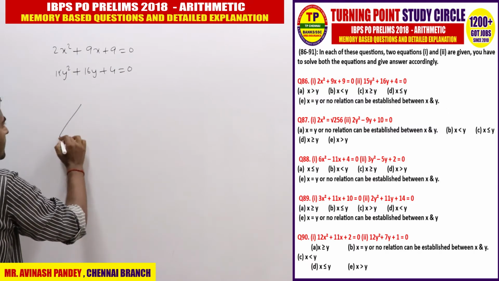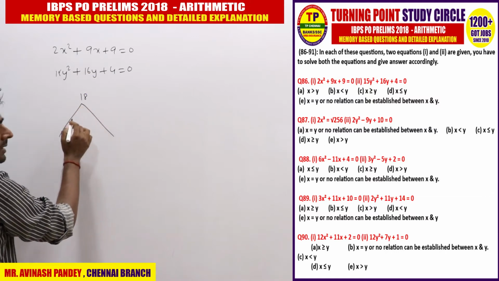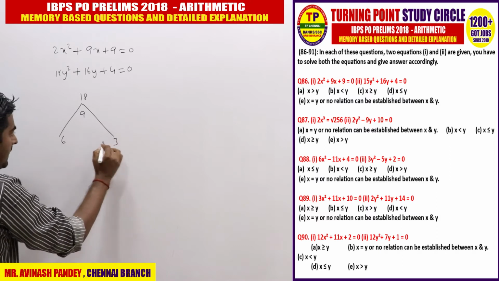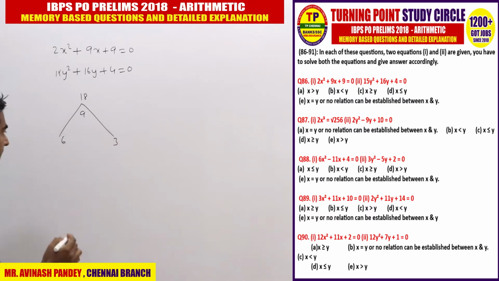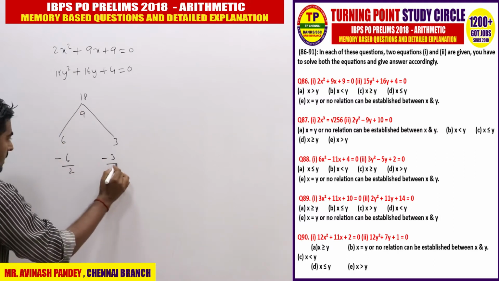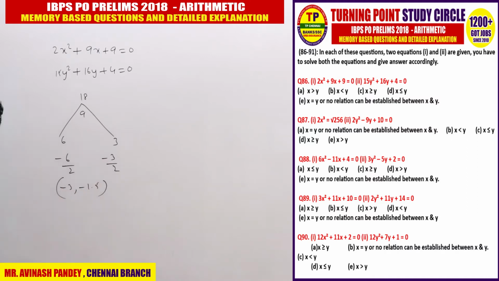So when you consider the first one, again triangle method, what is 2 into 9? 18. And what is the coefficient of x? 9. So what can be my numbers? 6 and 3, right? 6 plus 3 is 9, 6 into 3 is 18. Then change the sign, minus 6 and minus 3, divide by the coefficient of x square. So what is my answer for the first case? It is nothing but minus 3 and minus 1.5.